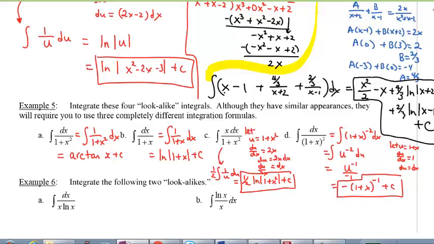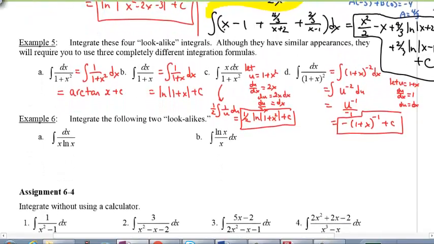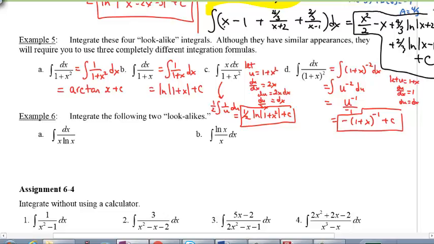Okay, 2 more here. Number 6. Integrate these 2 lookalikes. Alright? I won't actually do these for you, but I will give you a hint. They're both just substitution. Okay? Nothing involved with partial fractions or whatnot. And my suggestion when it's substitution is this. Perhaps let both of them equal ln x.